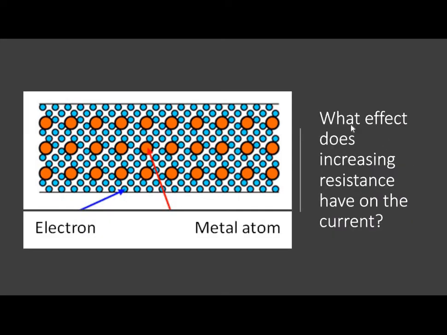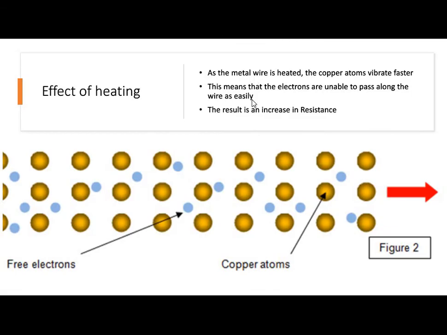So let's think about what effect increasing resistance has on the current in a bit more detail. To summarize what we've just been discussing, as a metal wire is heated, the copper atoms vibrate faster. This means the electrons are unable to pass along the wire as easily. They collide more, okay? And these collisions result in an increase in resistance. And when there is an increase in resistance, we get an increase in temperature as well.